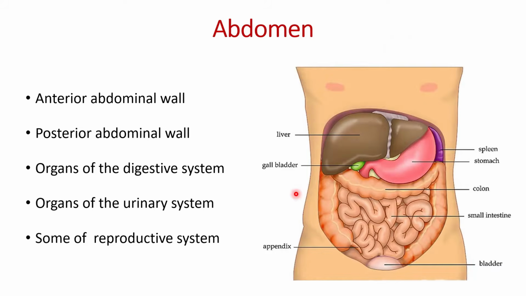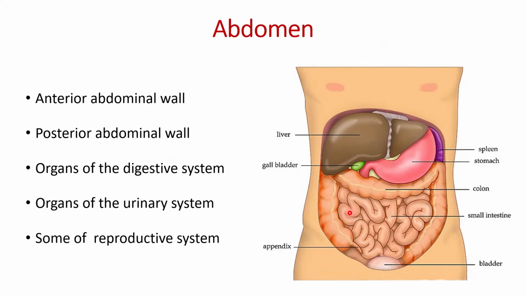So here we go to the abdomen. So the abdomen, as you can tell, this is the abdomen. So from the thorax, you go to the abdomen. It will contain the structures of the digestive system, organs of the urinary system, and even organs of the reproductive system. But before then, anterior to the abdomen, you'll have the anterior abdominal wall with muscles.